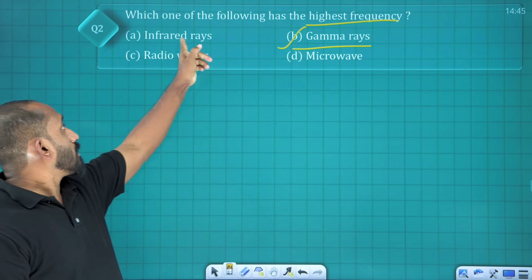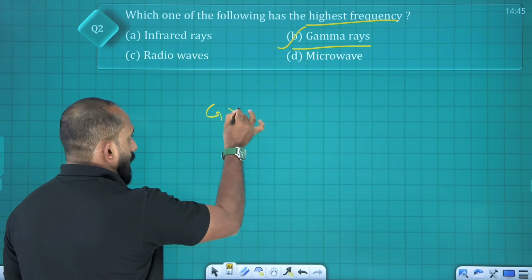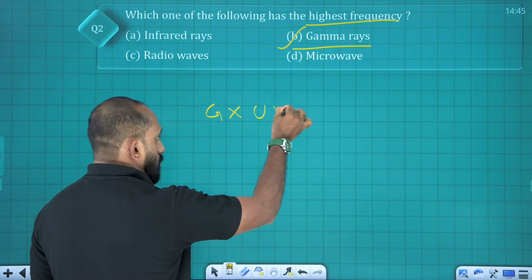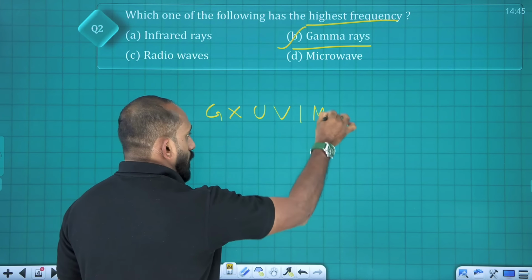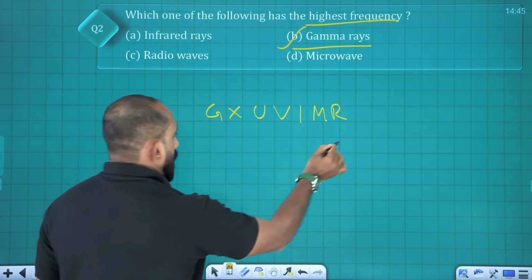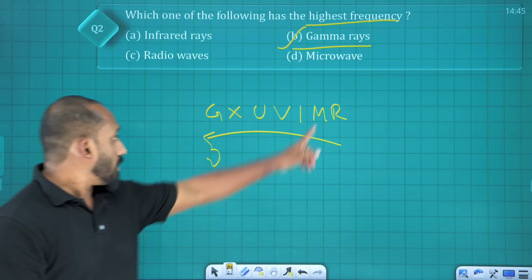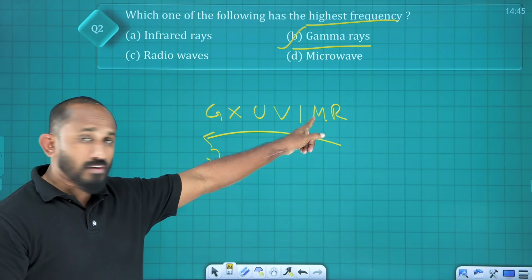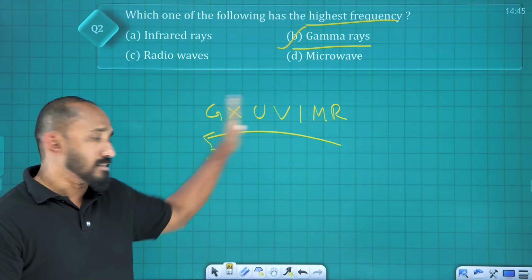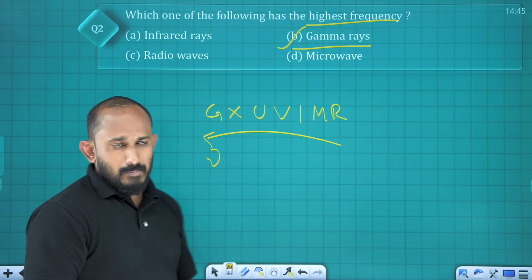Then if we compare infrared and microwave, the order, you know, is gamma rays, X-rays, ultraviolet, visible, infrared, microwave and radio waves. So as per the frequency, this is the descending order. So frequency is greatest for gamma rays, least for radio waves, then microwave, then infrared, like this is the ascending order. Hope you got it? Let's go for the next question.